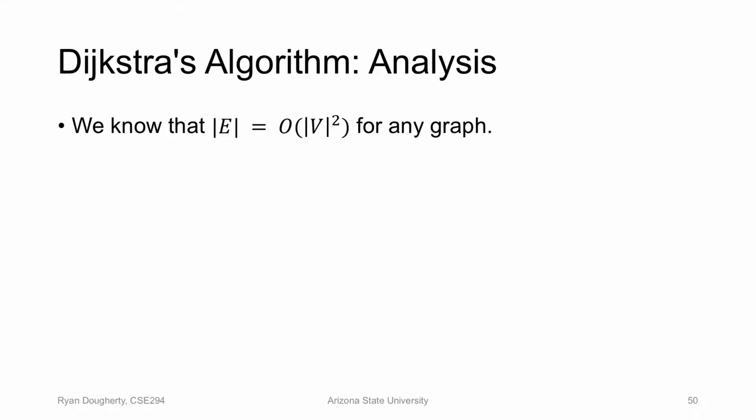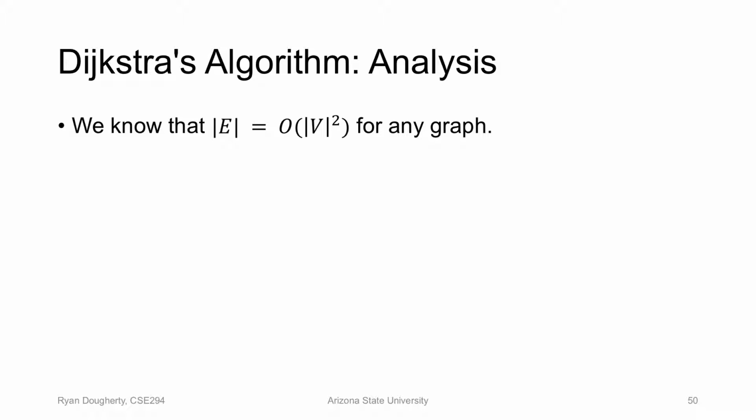All right, so let's just try to analyze the runtime here. So we know that the number of edges, where vertical bars around a set means the number of elements in it. So here I'm saying that the number of edges is big O of the number of vertices squared. So why is that true? Let's look at every vertex twice. It's squared though, so V times V.